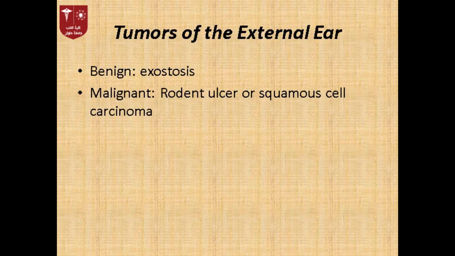Now we move on to the neoplastic conditions that can affect the external ear, or the tumors, but I will just mention them for now because there is a whole lecture that will deliberately explain the tumors of the ear, and they will be mentioned afterwards. So tumors of the external ear can either be benign or malignant. Benign is called exostosis. Malignant can either be a basal cell carcinoma or a squamous cell carcinoma.